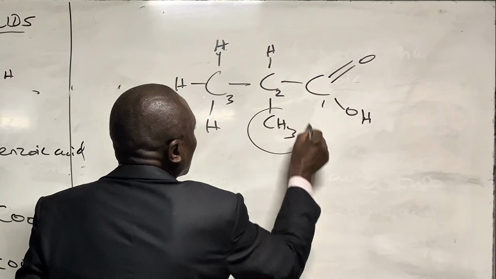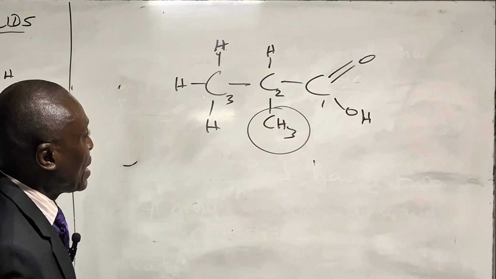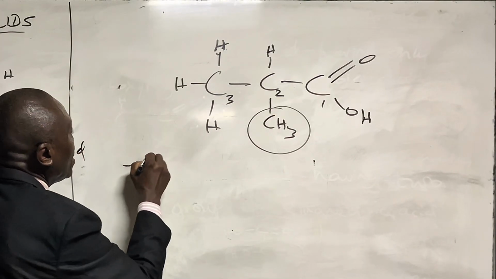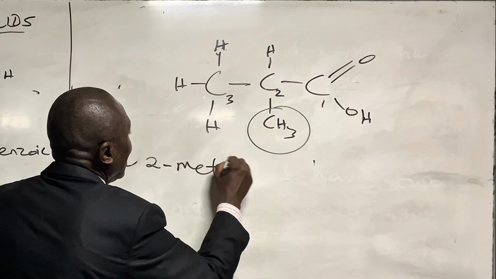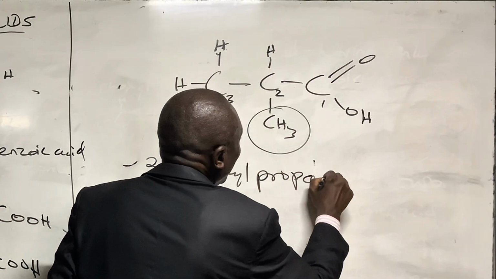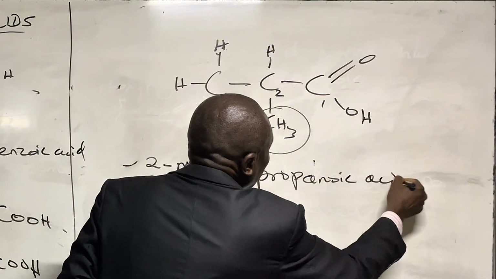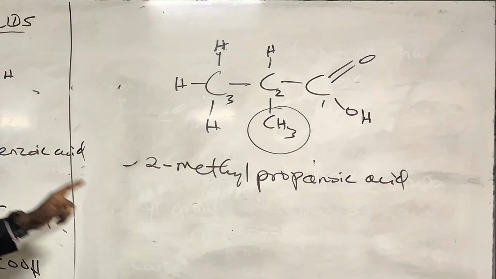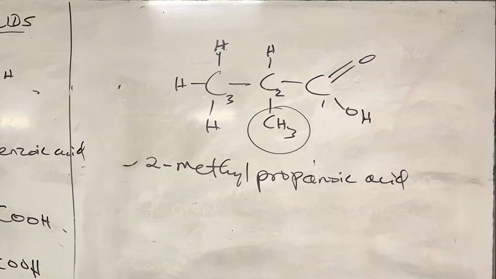So this is your longest chain, and this methyl group is your substituent. The substituent is on position 2. So the name of this compound will be 2-methyl propanoic acid, because it is a 3-carbon compound.